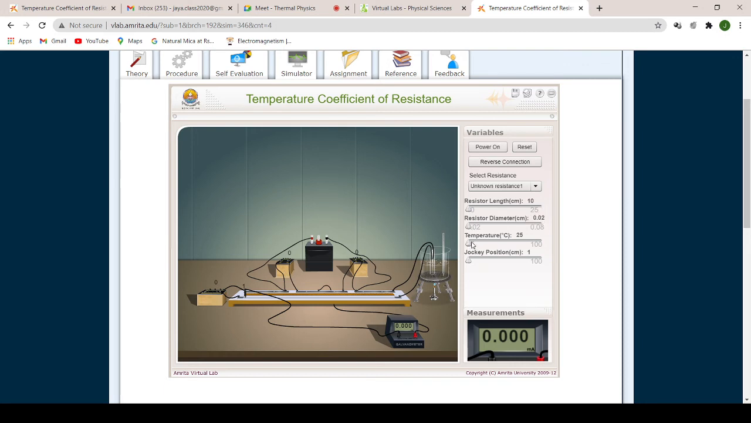Let us go to the third slider, which gives the temperature. It starts from 25 and goes up to 100. Let us not go till 100, let us go up to 90 degrees Celsius, because in the physical lab also we actually don't start with 100. So temperature here is 25, and the other slider that we need to bother about is the jockey. Jockey anyway we are going to use in the simulator itself, right? Now let us switch on the power.